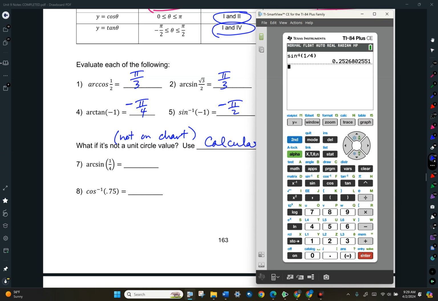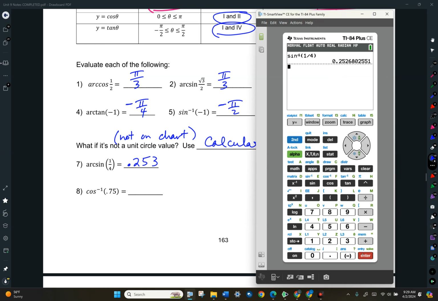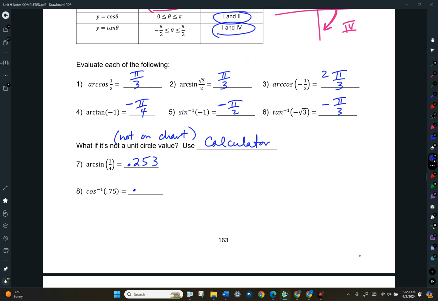So let's give our answer, let's see, how should we round? Let's give our answer rounded to the third decimal place. So I'm going to say 0.253. Or if I want to find the inverse cosine of 0.75, so second cosine 0.75, and that's going to be 0.723. Okay, so that's just a brief introduction to inverse trig functions.